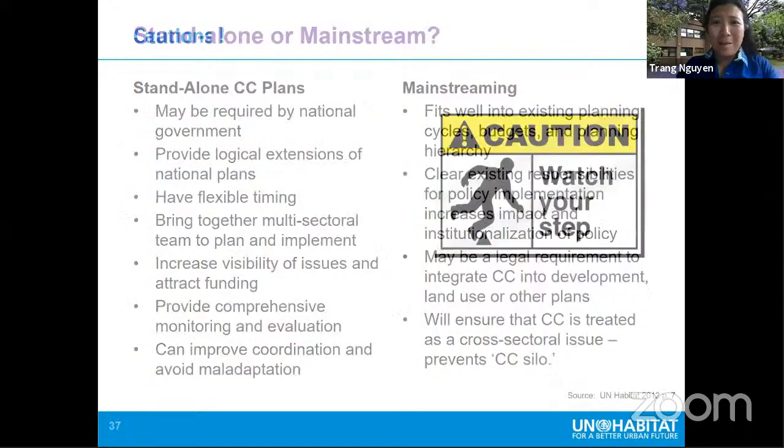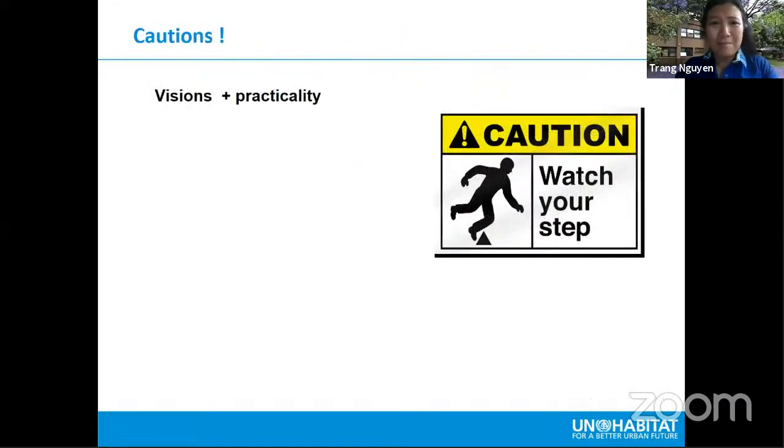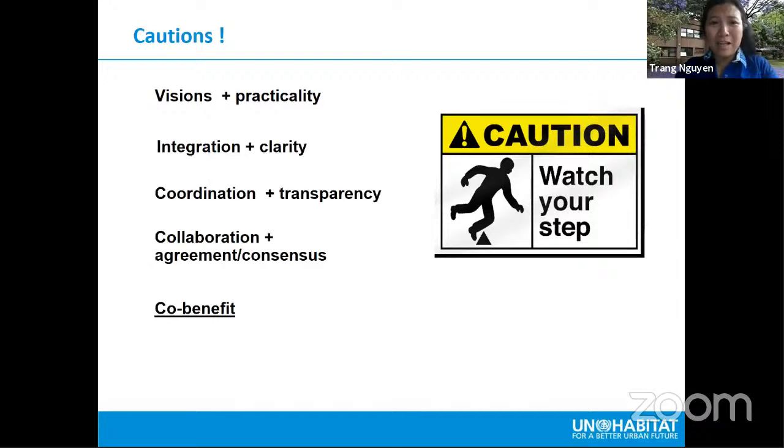So let me also go through very quickly some cautious points regarding how to make sure you have a vision when you plan, but stay practical. While we're trying to do the integration, you also need to try to involve many sectors, but we also need to stay very clear on the role and the responsibility of each actor.